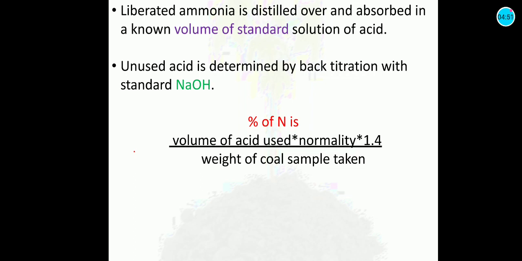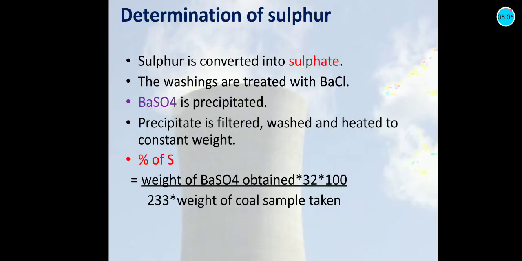Then how do we calculate the percentage of nitrogen? This is the formula: percentage of nitrogen equals volume of acid used into normality into 1.4, divided by weight of sample taken. Okay, then determination of sulfur content.